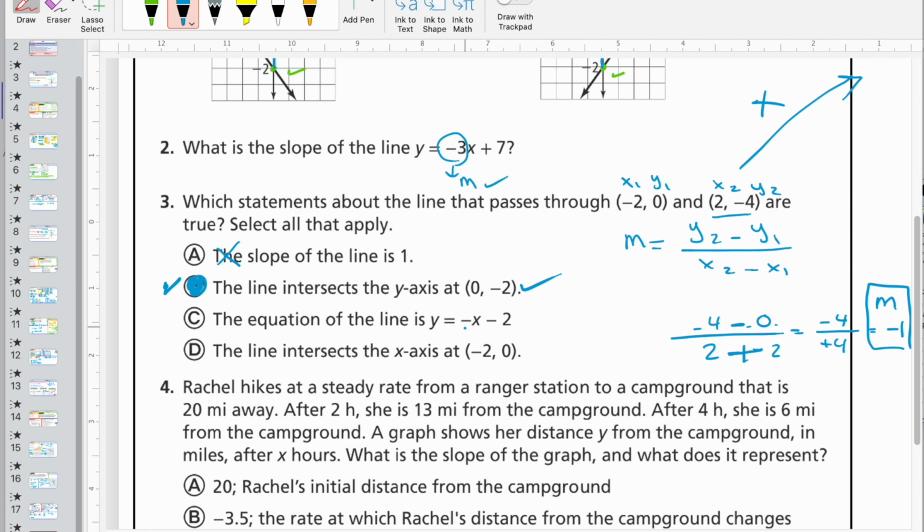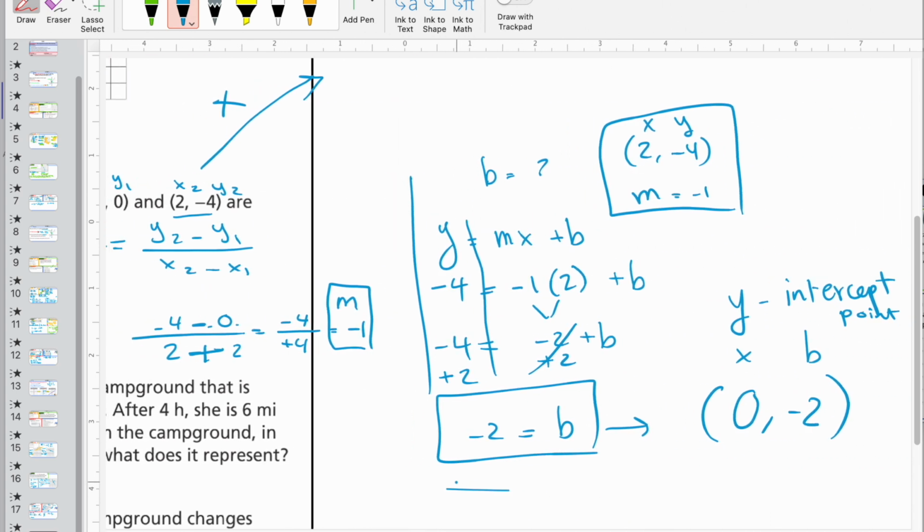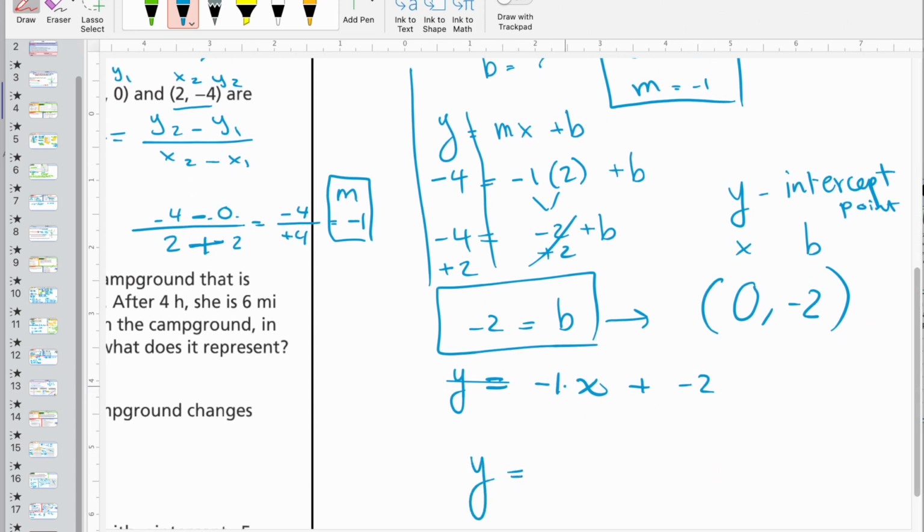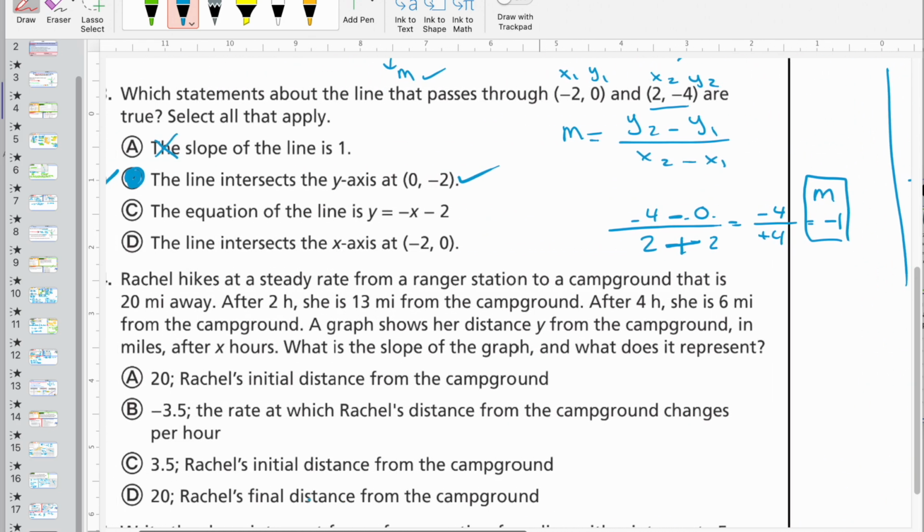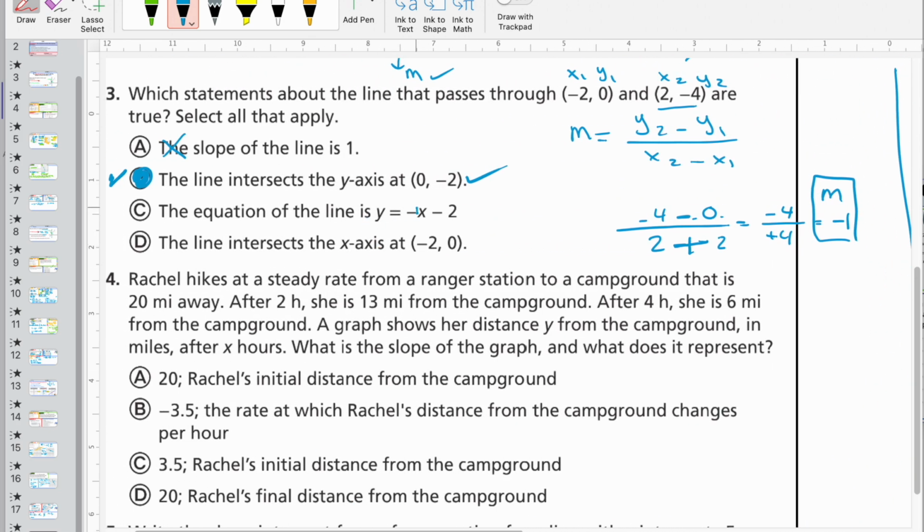The equation of the line is y equals negative x. Let's see, what's my line? B and x are these. So y equals mx plus b, which is negative 1x plus negative 2. So y equals negative x, it's the same. Plus negative gives me negative 2. You can leave it as 1, it's okay. Let's check the options. y equals negative 1x minus 2, it's correct.